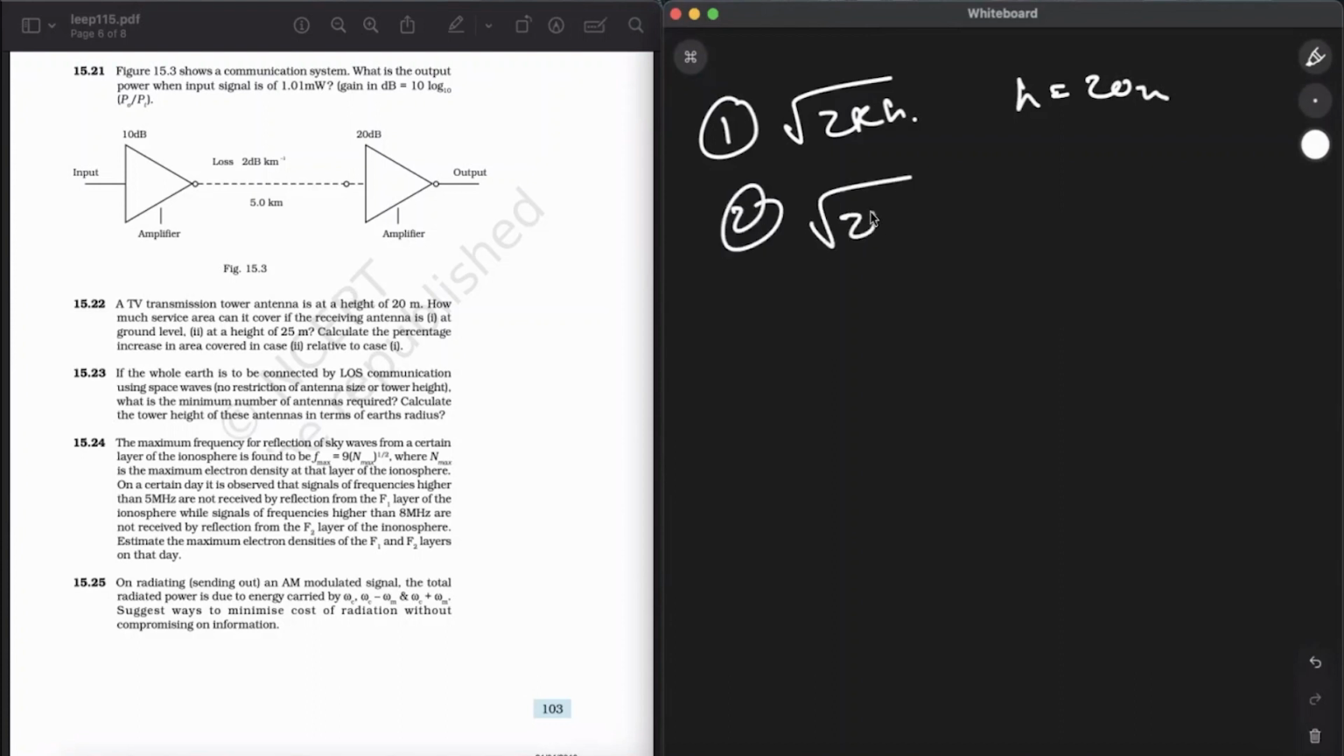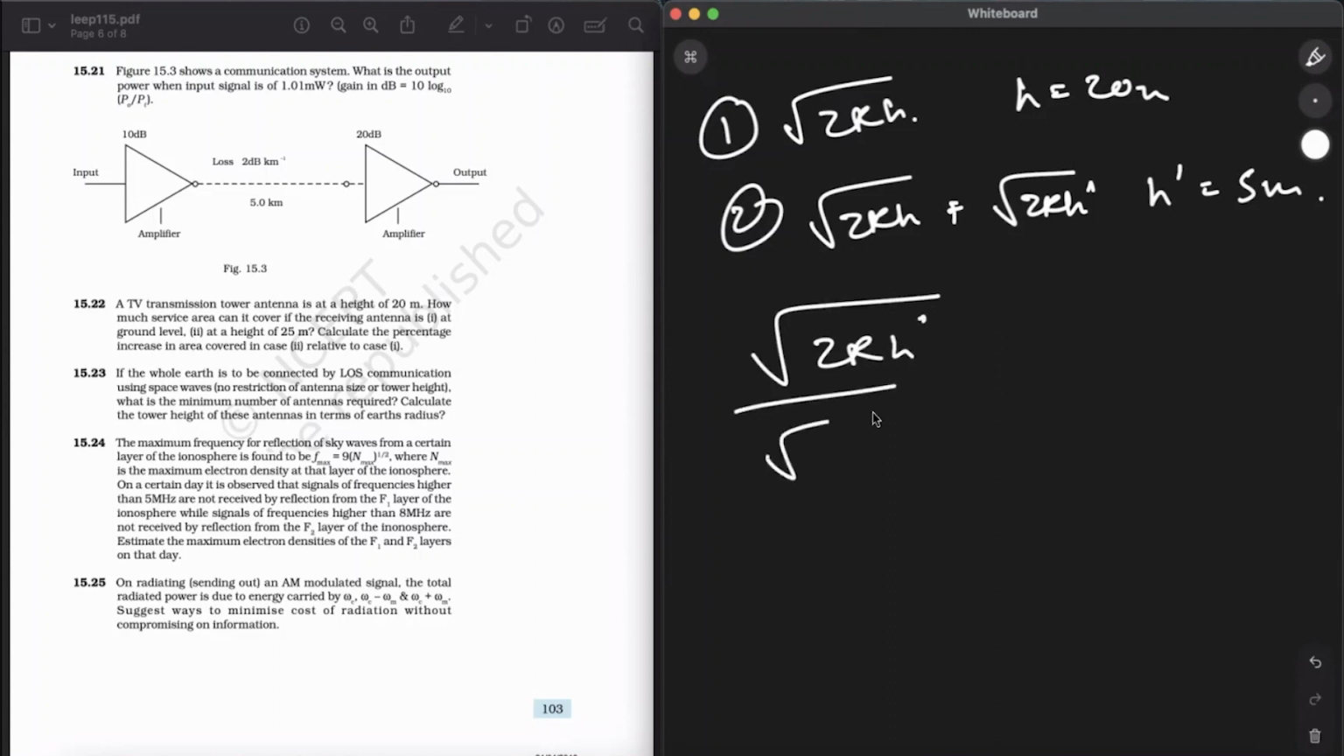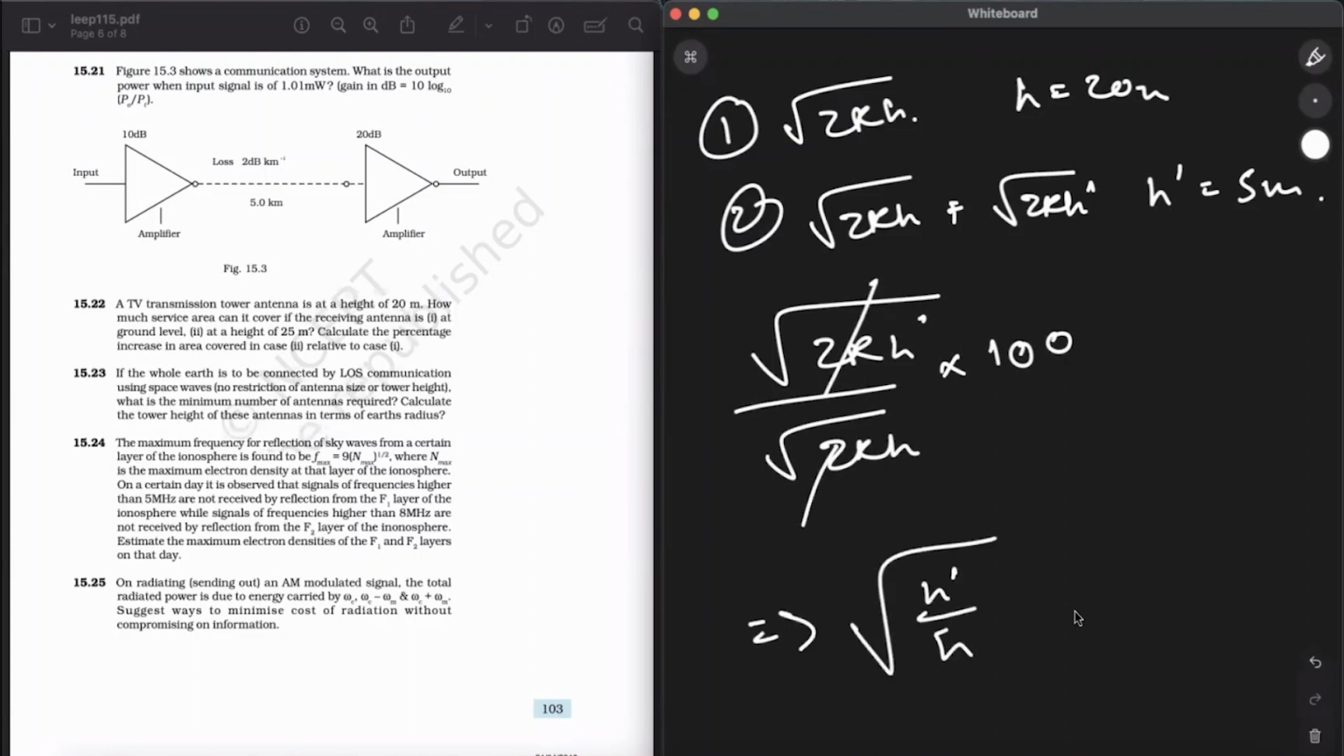And for the second part, it will be under root 2RH plus under root 2RH dash, where H dash is equal to 5 meters. Now, if you want to find the change in percentage, it will be under root 2RH dash upon under root 2RH multiplied with 100. The 2R will cancel. It will be whole under root of H dash upon H into 100. So I can write it as H dash is 5 and H is 20, so 1/4, square root is 1/2, which is 50.